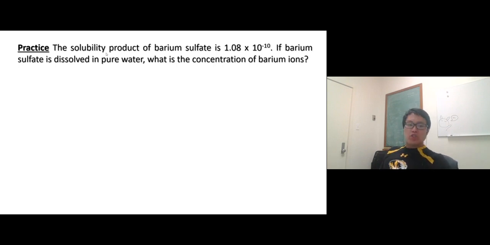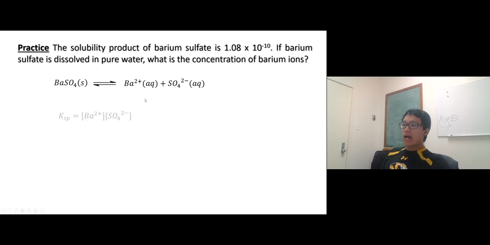All right. So the solubility product of barium sulfate is really low, 10 to the negative 10th. If barium sulfate is dissolved in pure water, what is the concentration of barium ions? First off, write the dissociation equilibrium. So barium sulfate, solid, not soluble, dissociates into barium ion and sulfate ion, 1-to-1 ratio. Ksp can be expressed as the concentration of the products multiplied. That's it. So we want to find the concentration of barium ion.